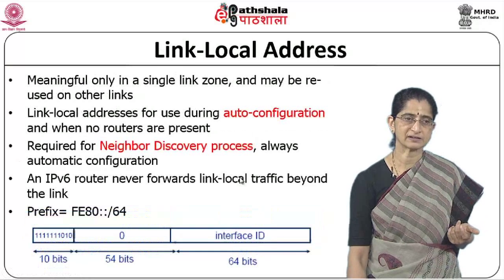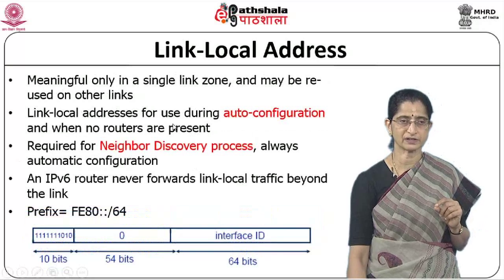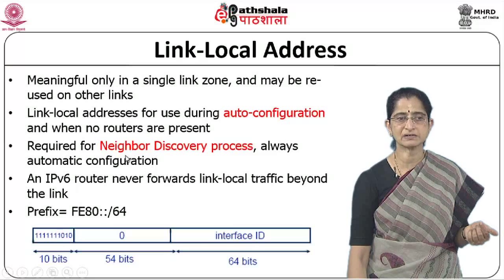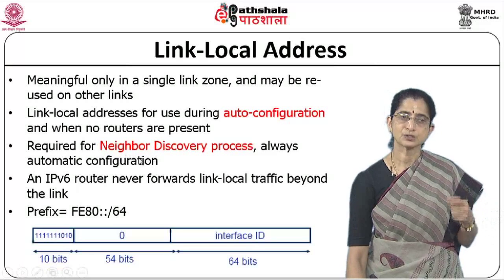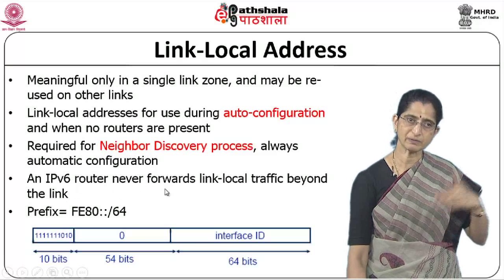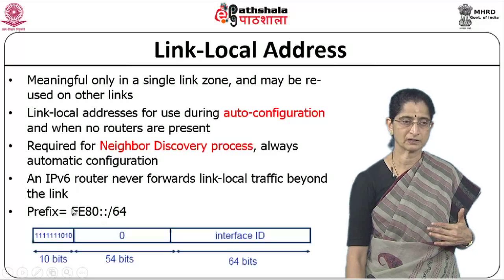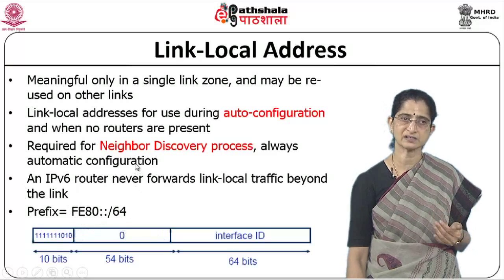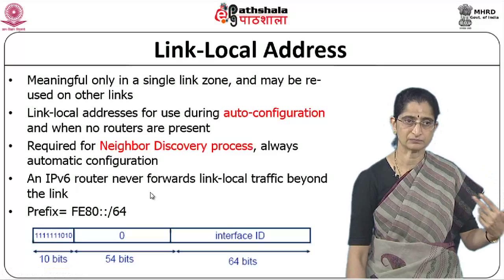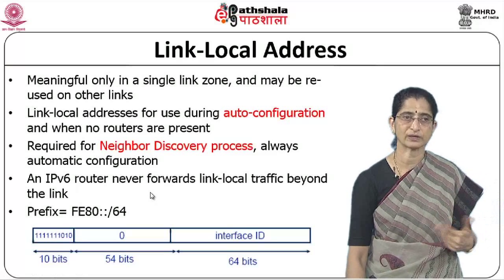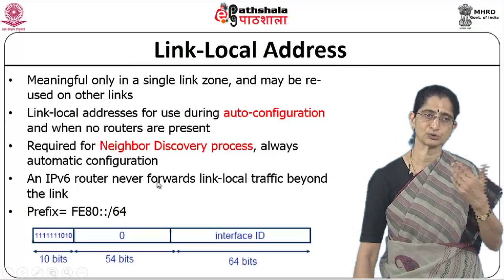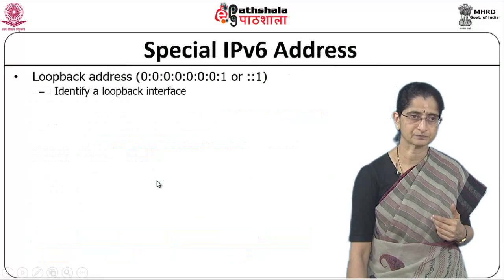Then we have link local addresses. These are addresses used for auto configuration when no routers are present, and we also have a mechanism called the neighbor discovery process that is supported along with IPv6, which is again used for automatic configuration. An IPv6 router will never forward link local traffic beyond that particular link. Again you have a unique prefix, FE80, which identifies that it is a link local address. These are addresses that will be used when you want to identify your link neighbors on your link, or the router to which your link is connected, so that you can identify the router to which you need to send your packet. Those things are done with the help of the link local address.